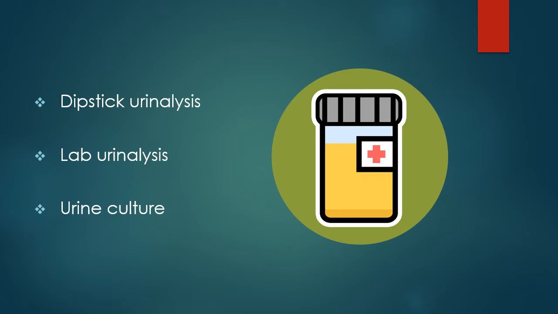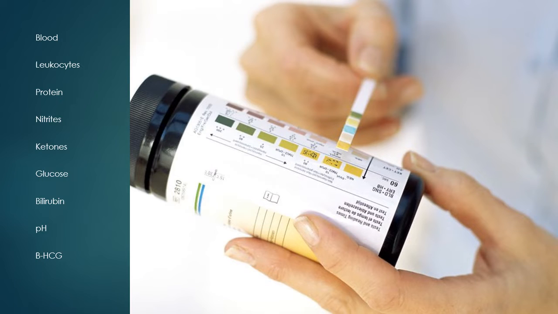Urine. We'll be looking into three major types of tests for urine, and then discuss what comprises each in a bit more detail. These include dipstick urinalysis, lab urine microscopy, and urine cultures. Let's start with the easiest and quickest of the three, the dipstick urinalysis.